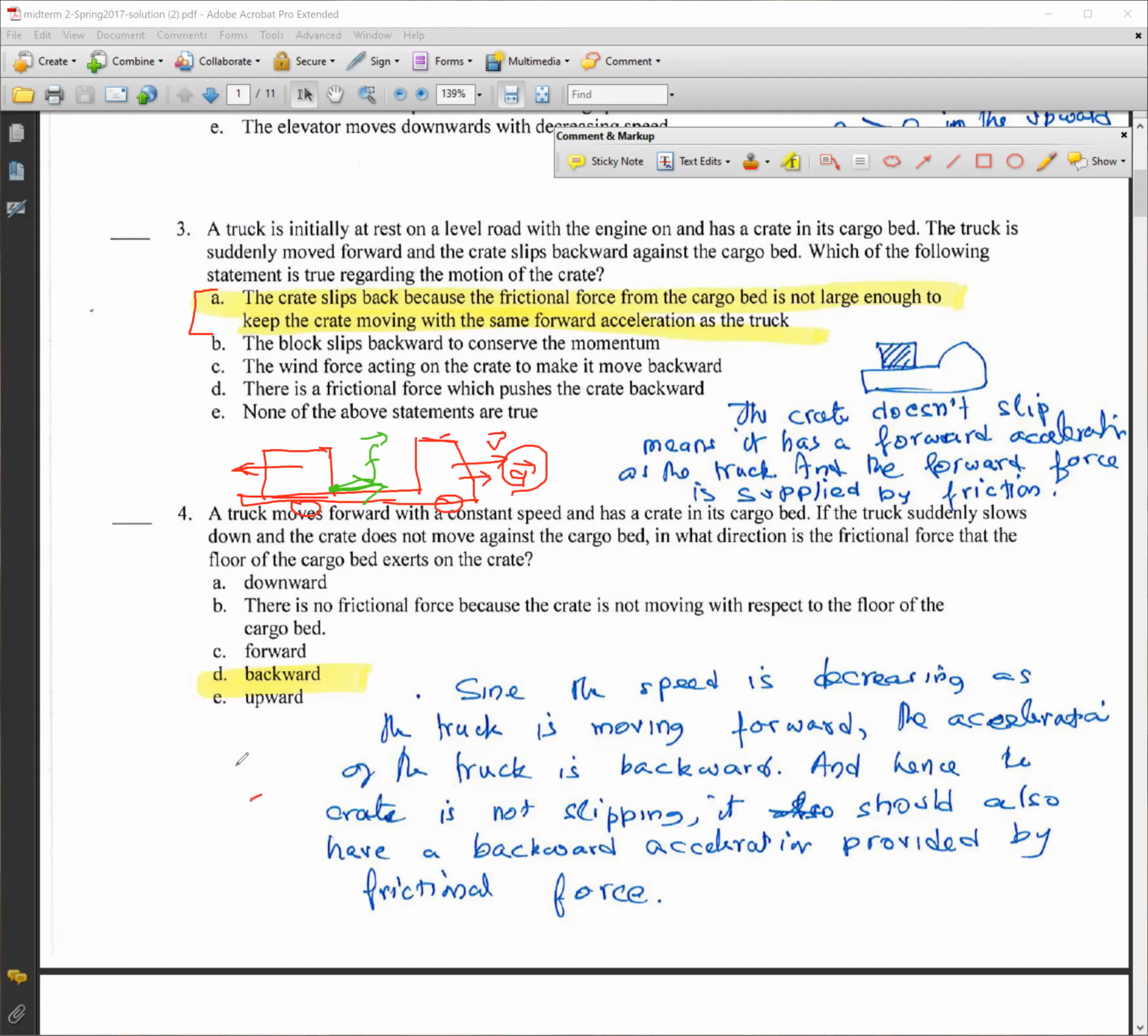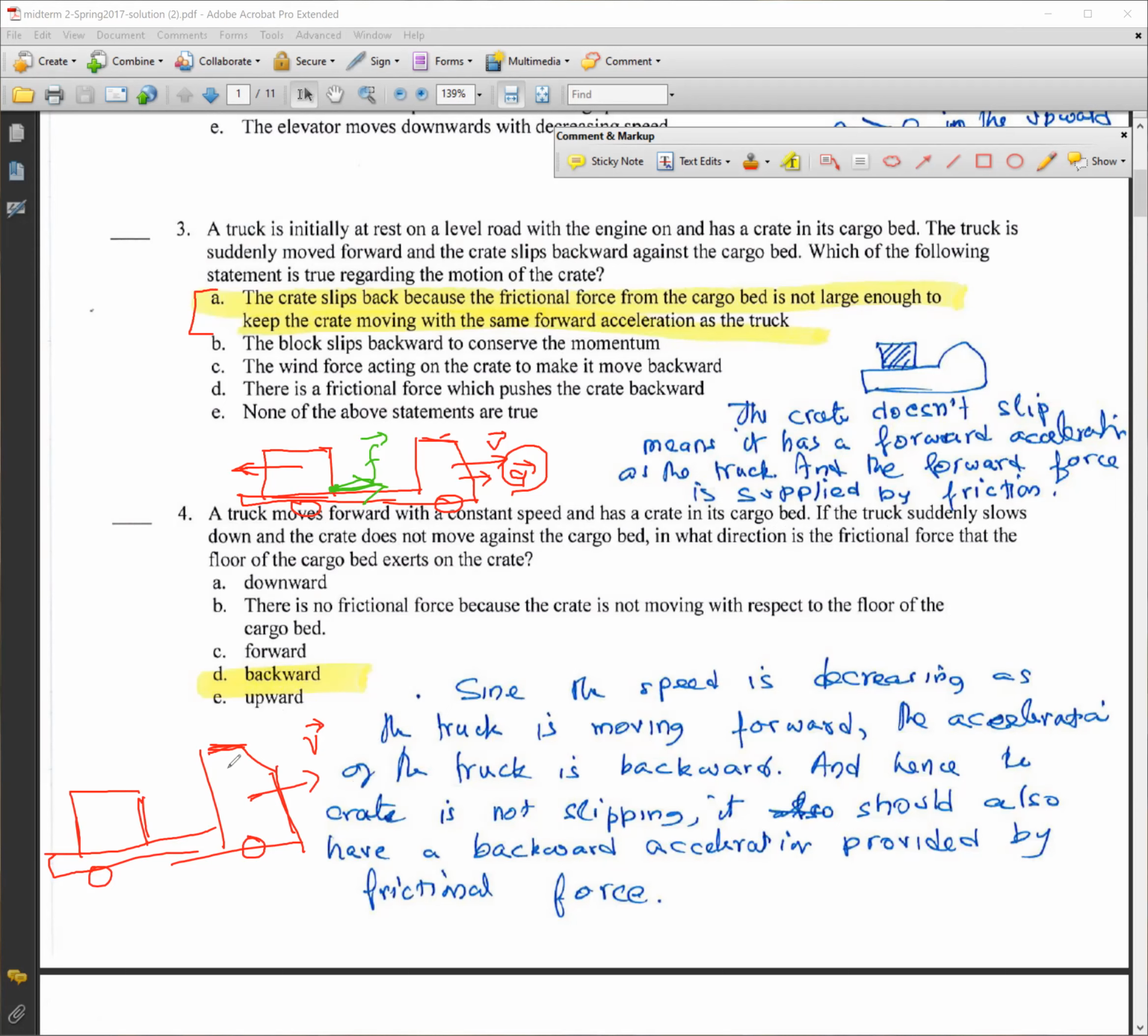Now let's try to picture this again. This is the truck, roughly. With a pen here. The truck, the crate. Now the truck is moving forward with a constant speed. Initially we have the constant speed v, and then of course with the crate in its cargo bed. Now the truck suddenly slows down and the crate does not move against the cargo bed.